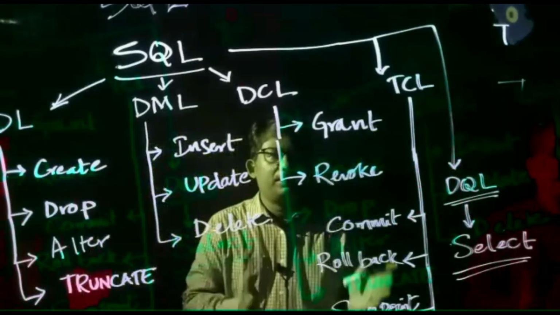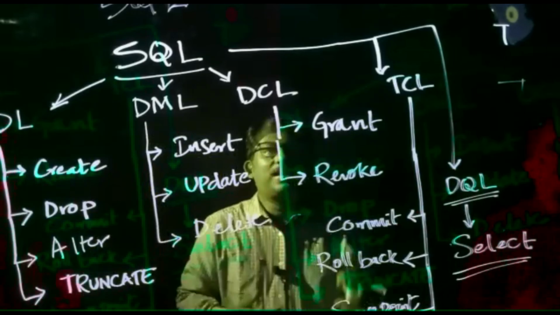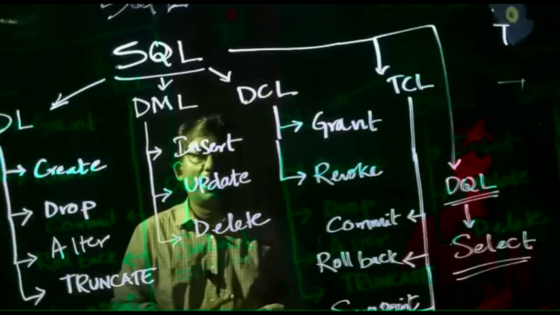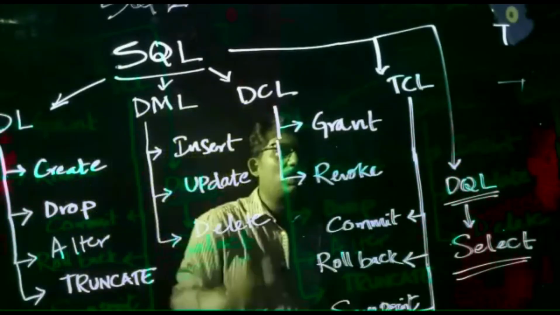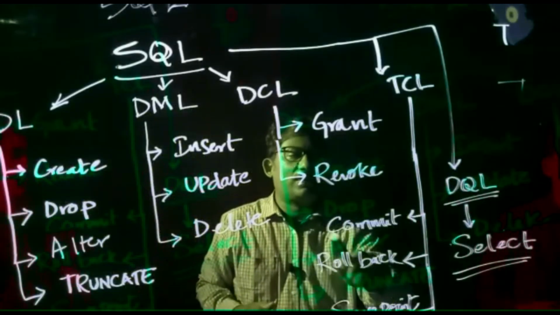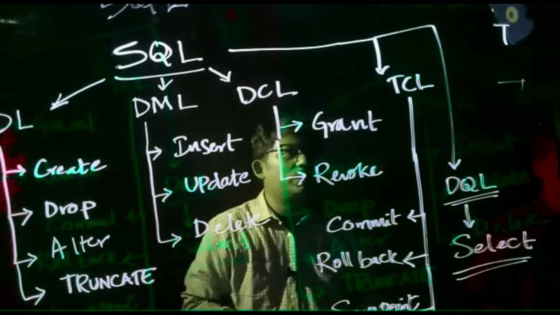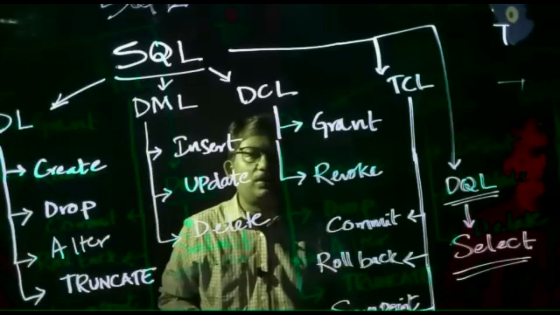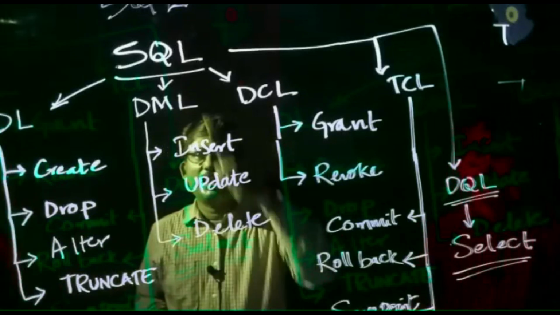Grant, you will get the permission with some combination. Then that grant can be revoked. So these two are data control language. So data definition language, data manipulation language, data control language. Then transaction control language, where the commands used are commit, rollback and save point. Next is data query language, where the command used is select. So this is a brief introduction regarding SQL.